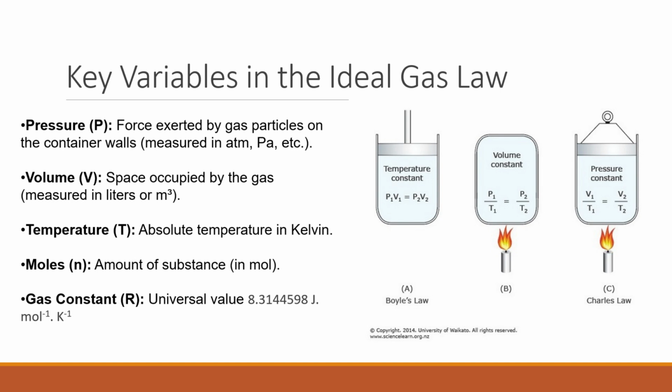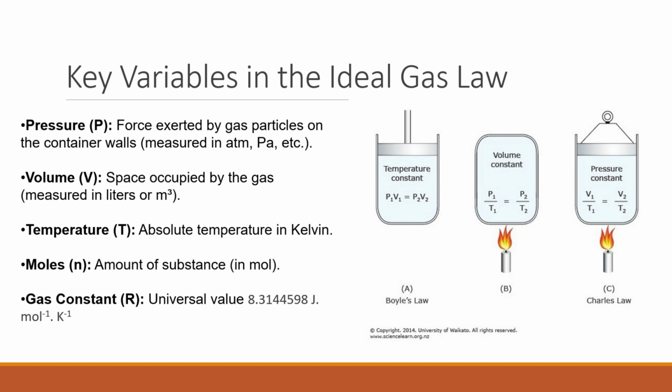Next is temperature, or T. Temperature is a measure of the kinetic energy of the gas molecules. The higher the temperature, the faster the molecules move. In the ideal gas law, temperature must be measured in Kelvin. Why? Because absolute zero, where molecular motion ceases, is 0 Kelvin. This makes the Kelvin scale ideal for gas law calculations.